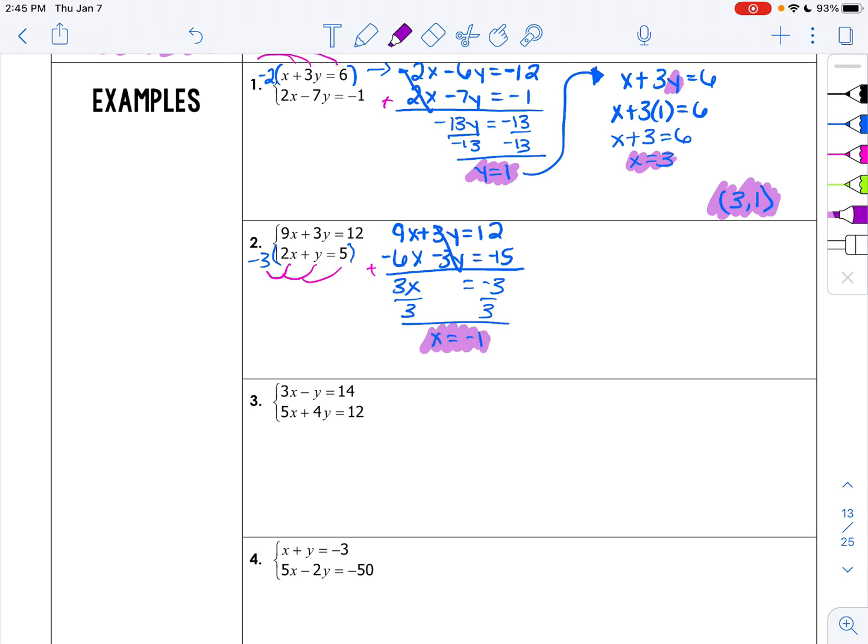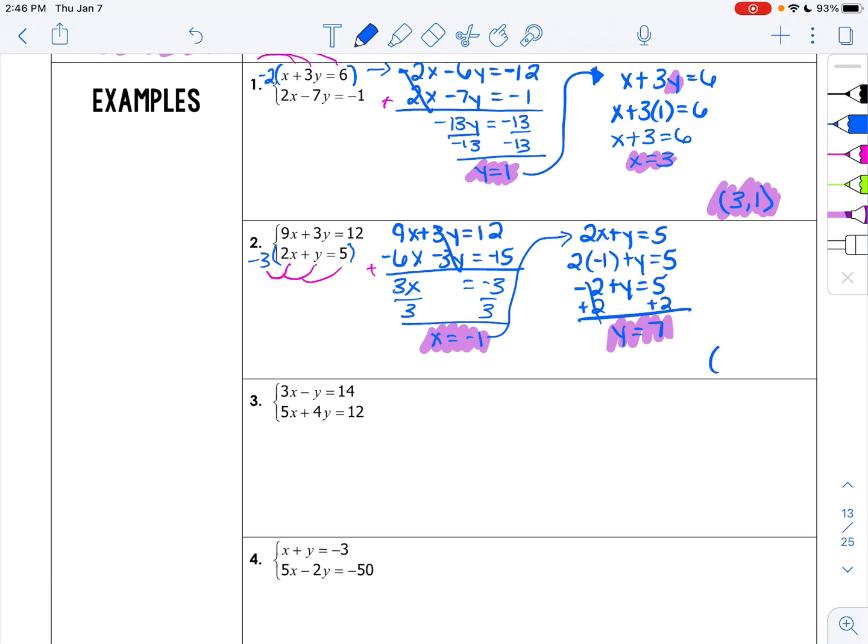Now I can take that and one of my original equations. I'm going to use the equation 2x plus y equals 5. Remember, you can use either equation and still get the same answer. I'm going to take the value of x I found and substitute it. 2 times negative 1 plus y equals 5. Solving that, I get negative 2 plus y equals 5. I'm going to add 2 to both sides, and I get that y equals 7, which is the other half of my answer. So my final answer is the ordered pair (-1, 7).